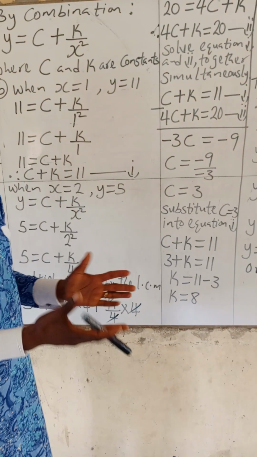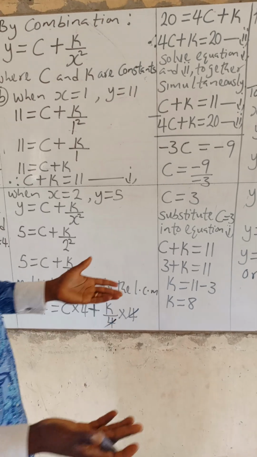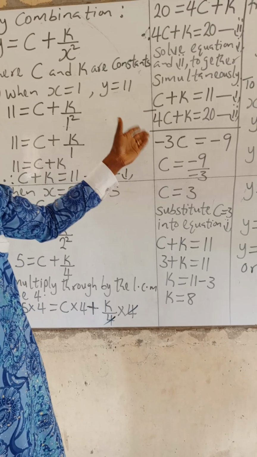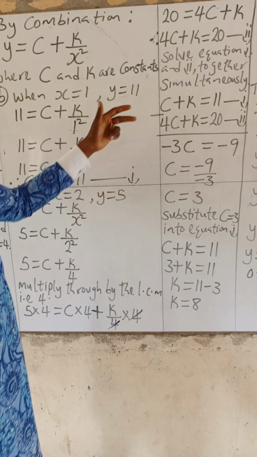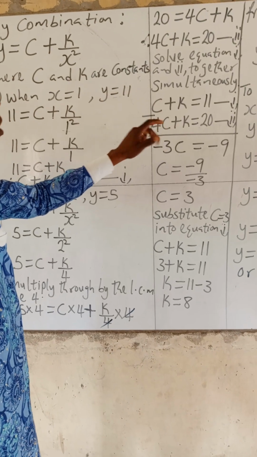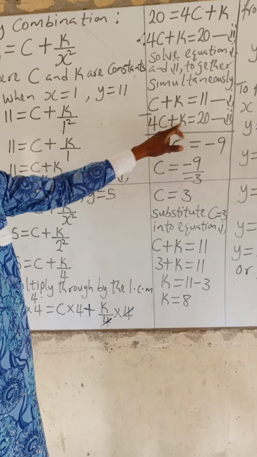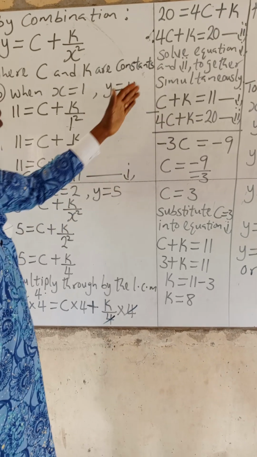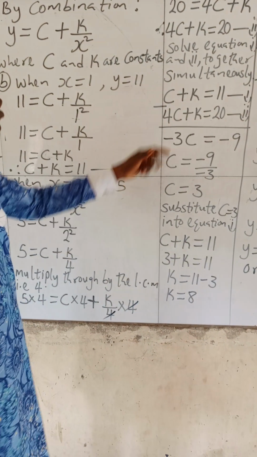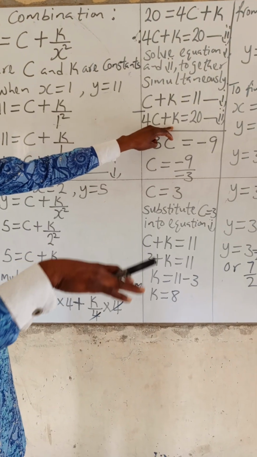In solving simultaneous equations, we are going to use the elimination method. And in the elimination method, the coefficient of one of the unknowns must be the same in both equation 1 and equation 2. So here, the coefficient of c in equation 1 is 1, while in equation 2 it is 4. The coefficient of k here is 1, and the coefficient of k here is also 1. So in that case, we can eliminate. To eliminate, we will look for a way in which the coefficients are the same so that they cancel each other.